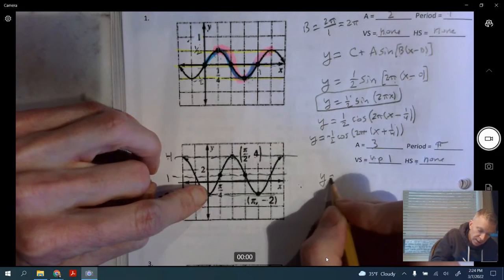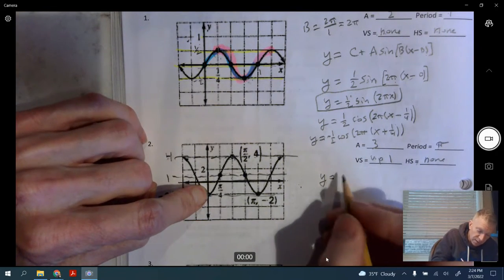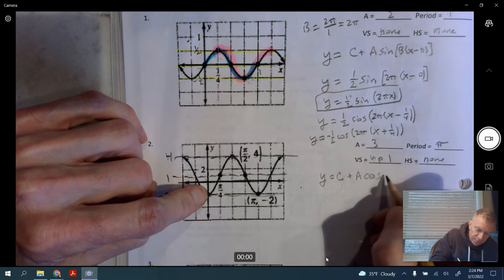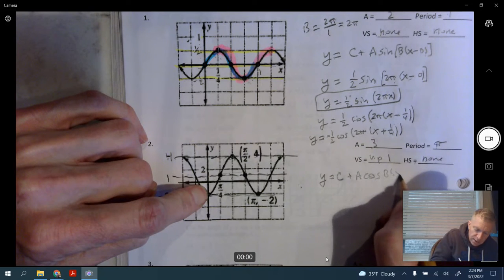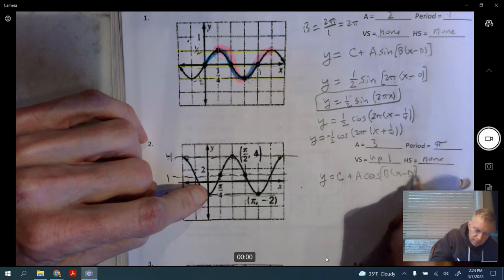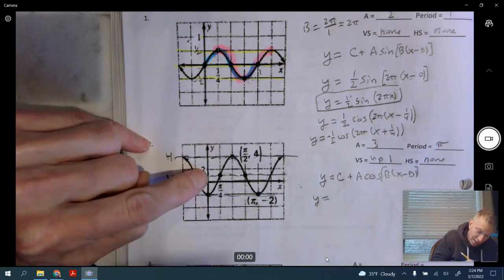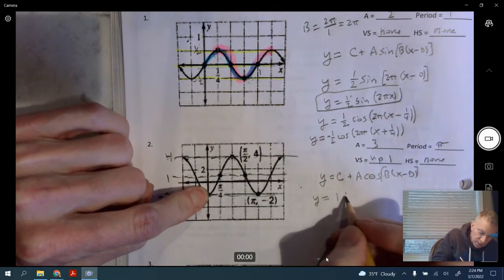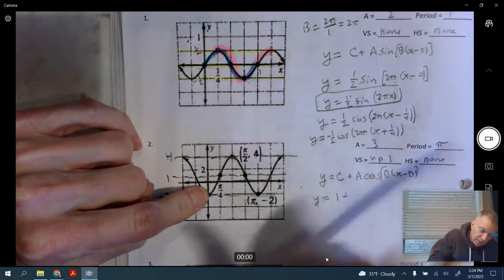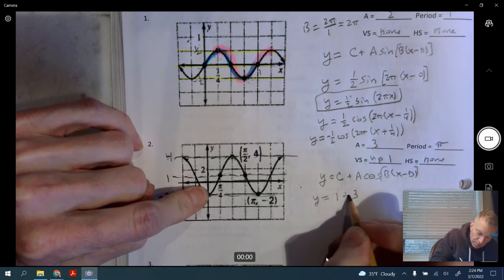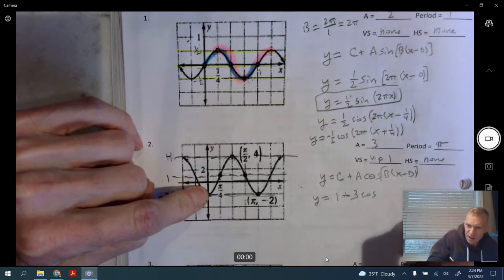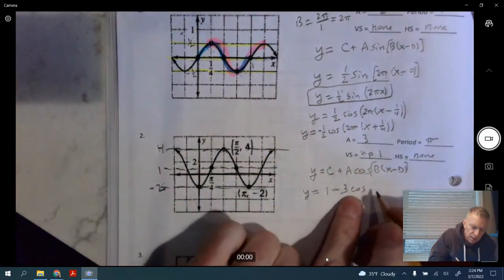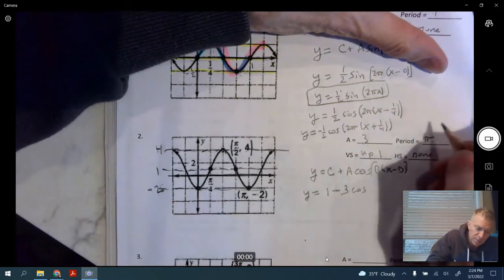And my function is y equals c plus a sine or cosine. I'm going to do a cosine of b times x minus d. So y equals, my c value is my up 1, so 1 plus, I'm going to do a negative because I'm doing an upside down cosine, so 1 minus, my a value is 3, 1 minus 3 cosine of, looks like that's a plus, doesn't it? 1 minus 3 cosine, my b value, okay, so we have to find the b.